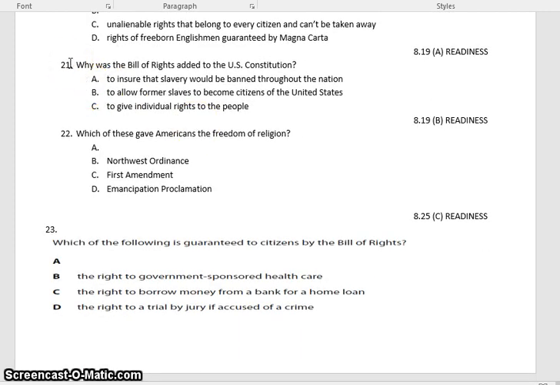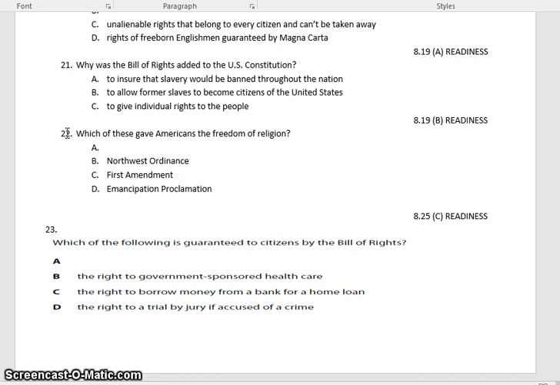21. Why was the Bill of Rights added to the U.S. Constitution? Why do we get the Bill of Rights? Why do we need that? A. To ensure that slavery would be banned throughout the nation. B. To allow former slaves to become citizens of the United States. Or C. To give individual rights to the people. Bill of Rights.